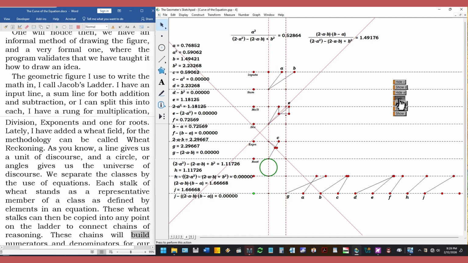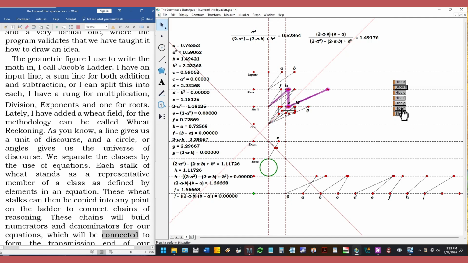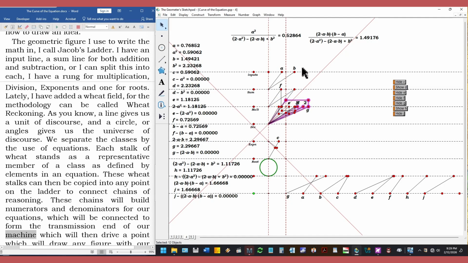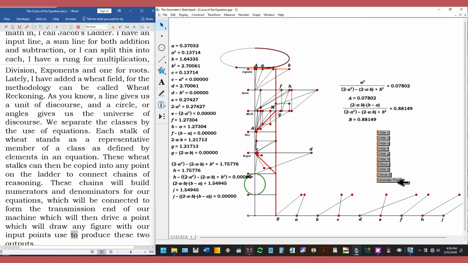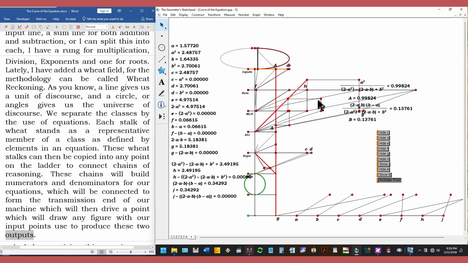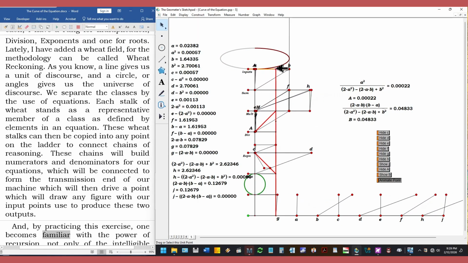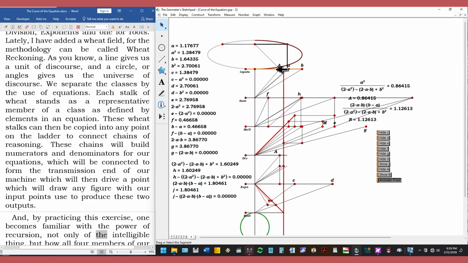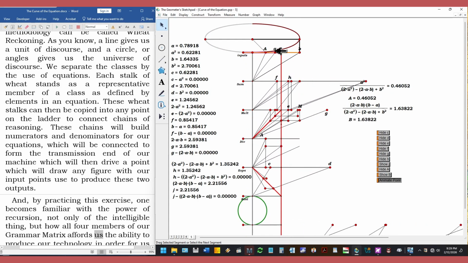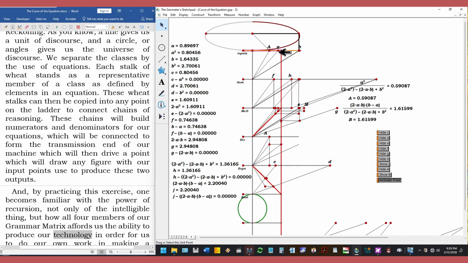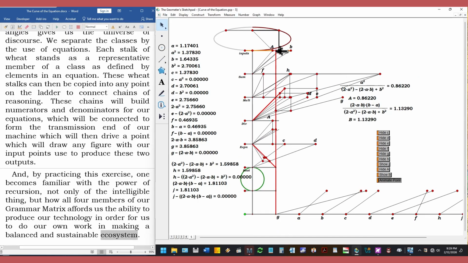These chains will build numerators and denominators for our equations, which will be connected to form the transmission end of our machine, which will then drive a point which will draw any figure with our input points used to produce these two outputs. And, by practicing this exercise, one becomes familiar with the power of recursion, not only of the intelligible thing, but how all four members of our grammar matrix affords us the ability to produce our technology in order for us to do our own work in making a balanced and sustainable ecosystem.